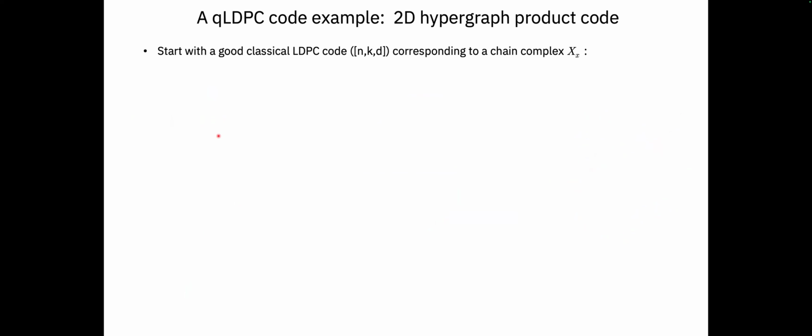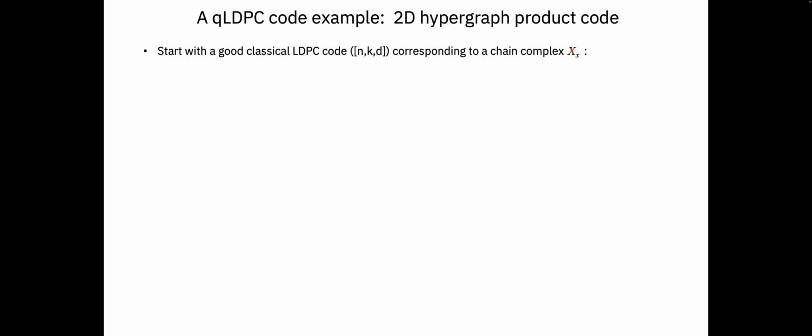So to start, we first construct the type of LDPC code we are considering in this paper. It's called a 2D hypergraph product code. So you start with an asymptotically good classical LDPC code with parameters also [n, k, d].